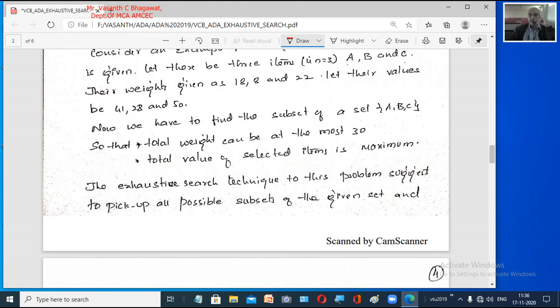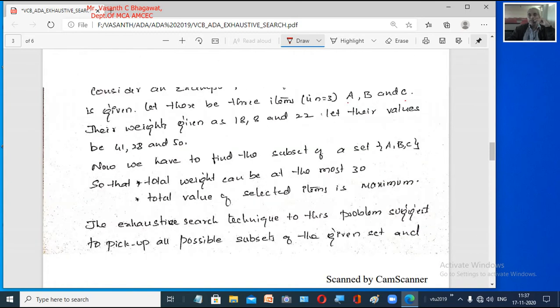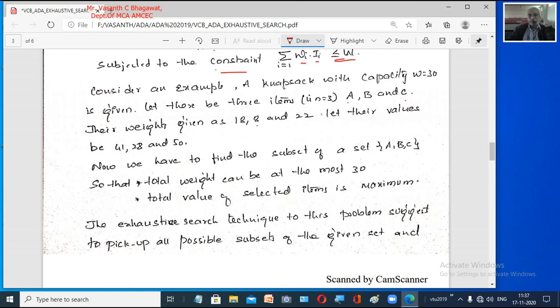Let us assume item A weight is 18 kg. Now item B weight is 8 kg and item C the weight is 22 kg. So for 3 items weights are given. Their values, profits are also given: 41, 28 and 50 respectively. So for item A weight is 18 and the profit is 41, for item B weight is 8, profit is 28, and item C weight is 22, profit is 50.